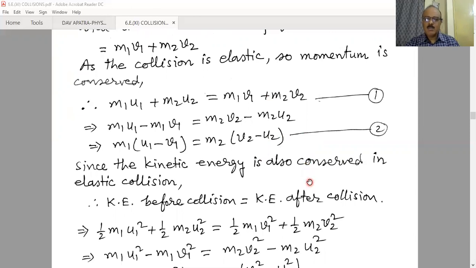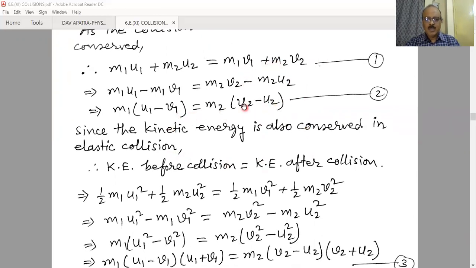The number of equations may be more than the number of unknowns, but when the number of equations is less than the number of unknowns or variables, then you cannot solve it. Here there are two unknowns, v1 and v2, and we have two equations. Equation number 1 and 2 are both the same equations.